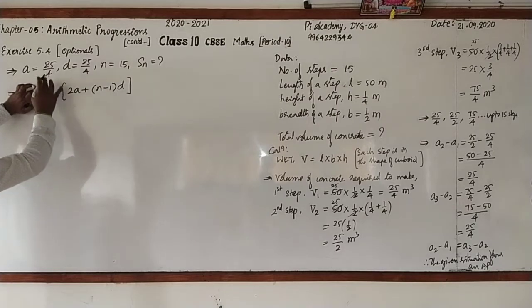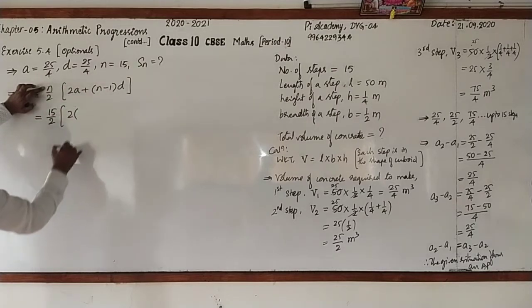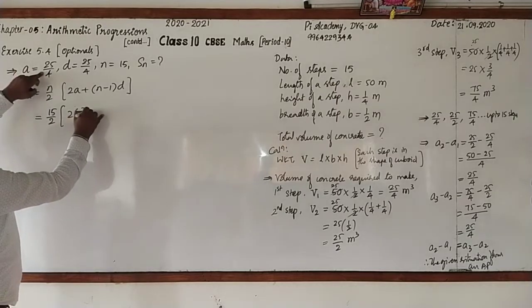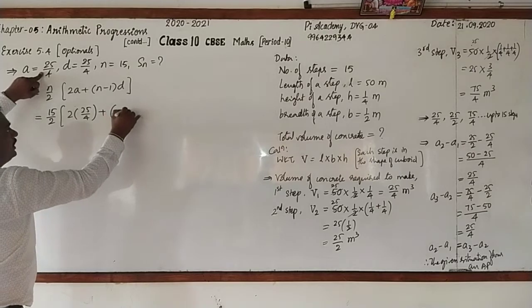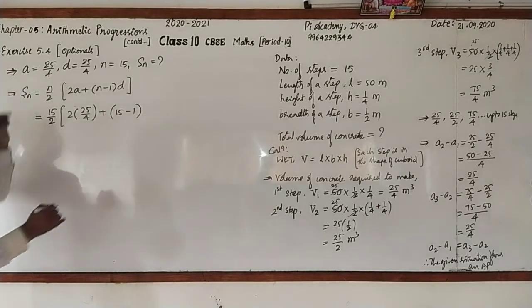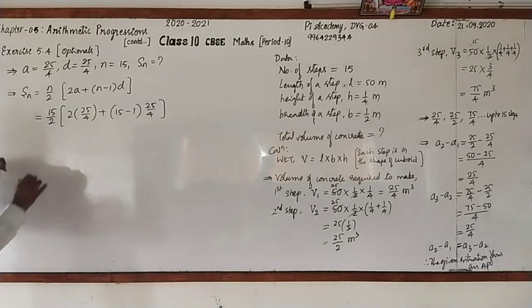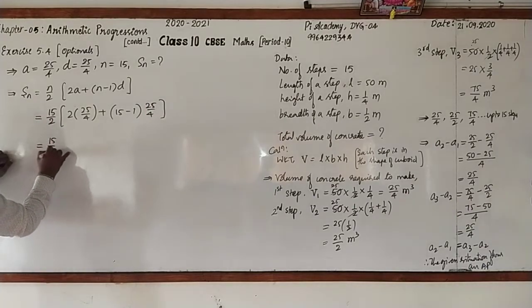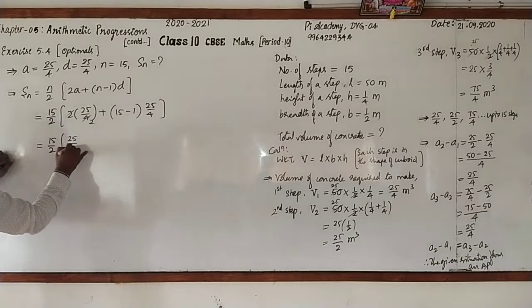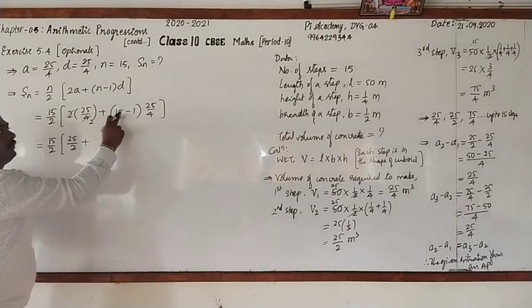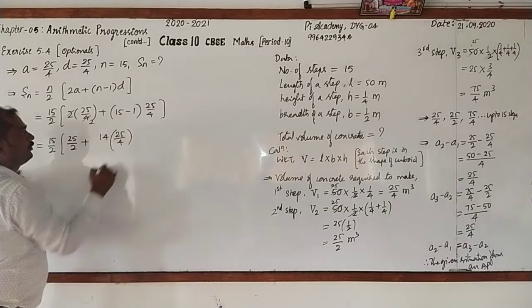How many terms are there? There are 15. 15 steps are there. So 15 by 2 into 2a, A is 25 by 4, plus of n, n is 15 minus 1 into d, d is 25 by 4. Clear? This is equal to 15 by 2 into, cancel it, 2 1s are 2, 2 2s are 4, 25 by 2 plus 15 minus 1 is 14, 14 into 25 by 4.